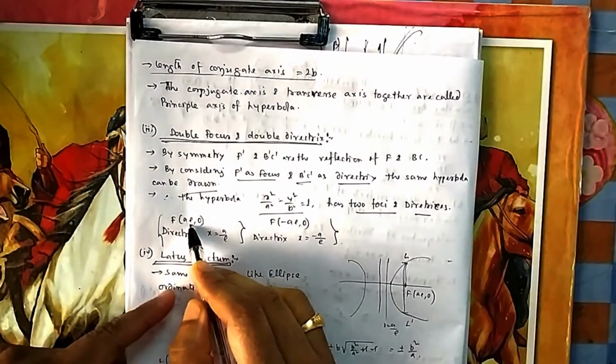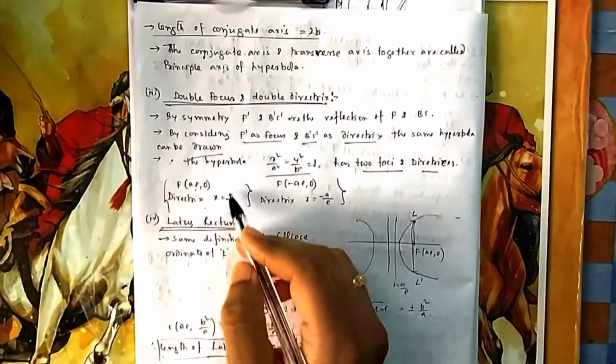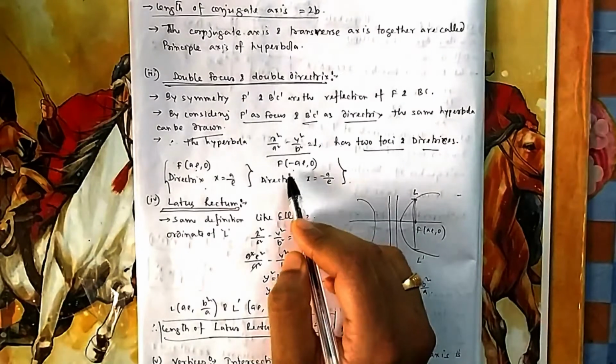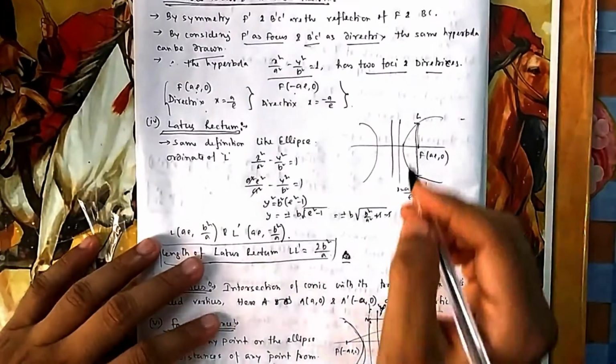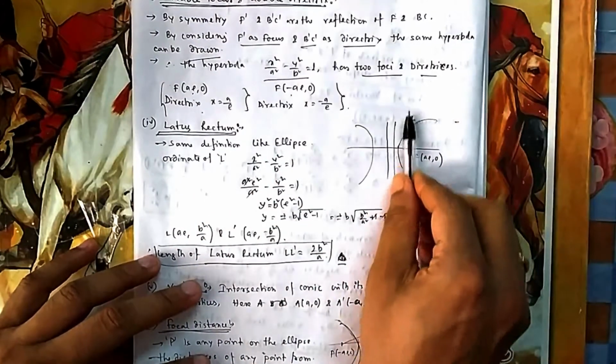So if one focus is at plus AE, then the corresponding directrix is x equals A by E. If the other focus is at minus AE, then its corresponding directrix is x equal to minus A by E. Latus rectum: as you always know, the definition is the same as for the ellipse.